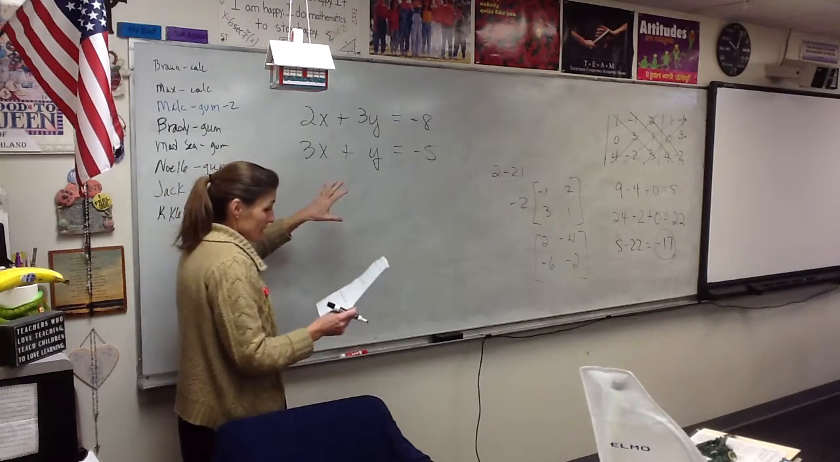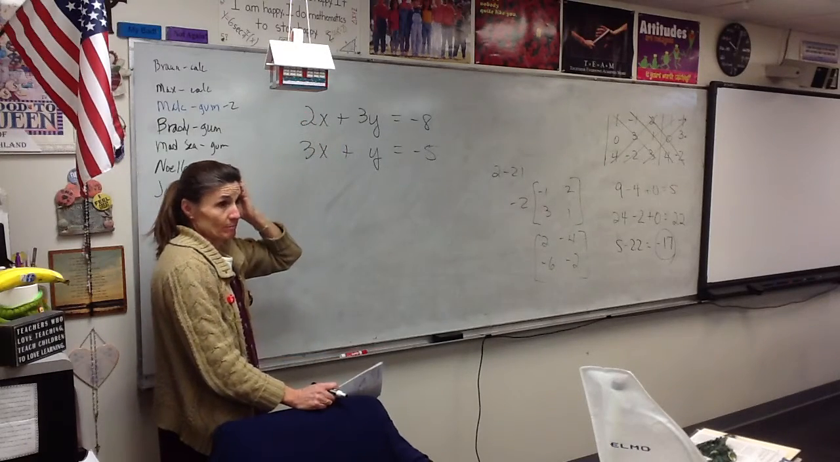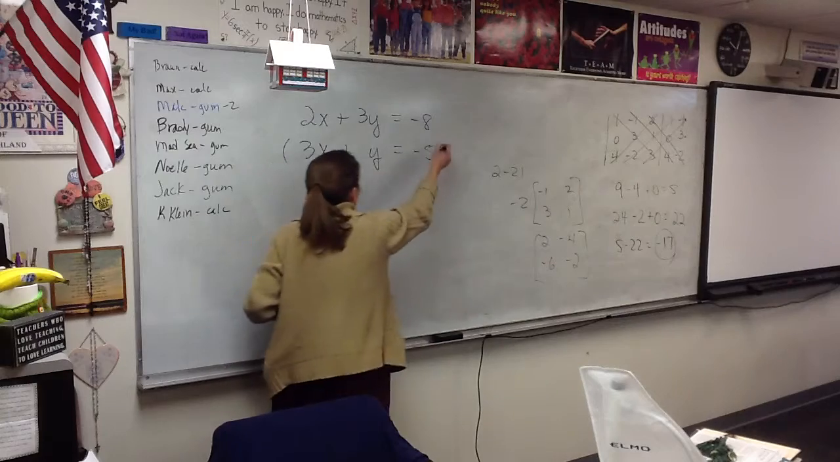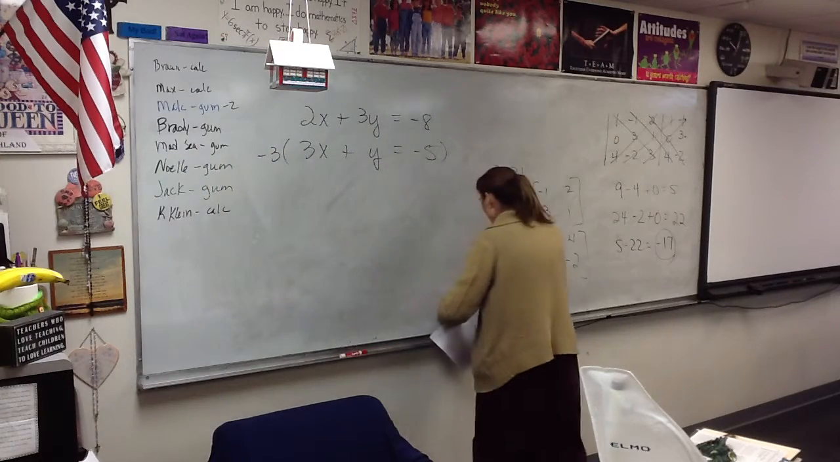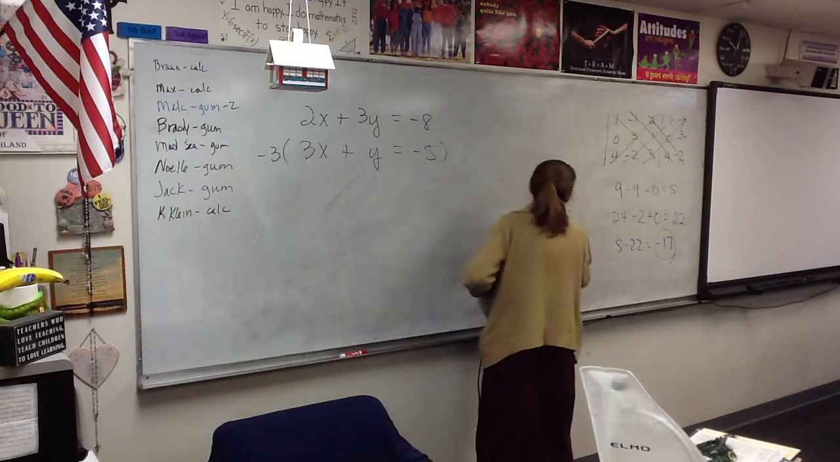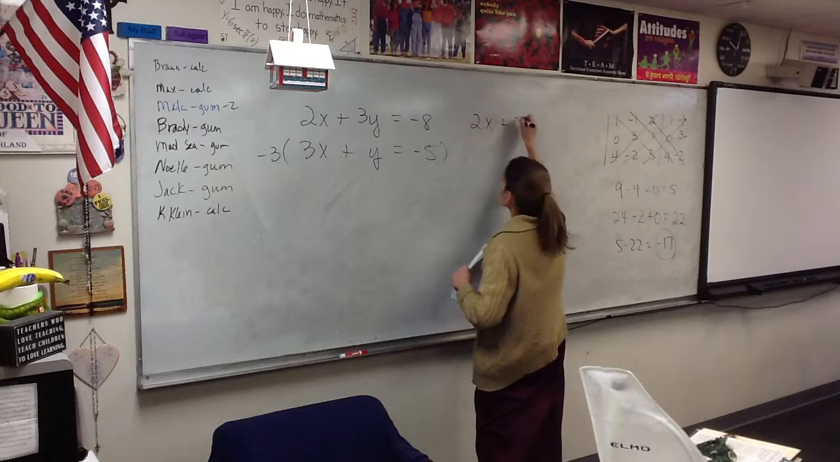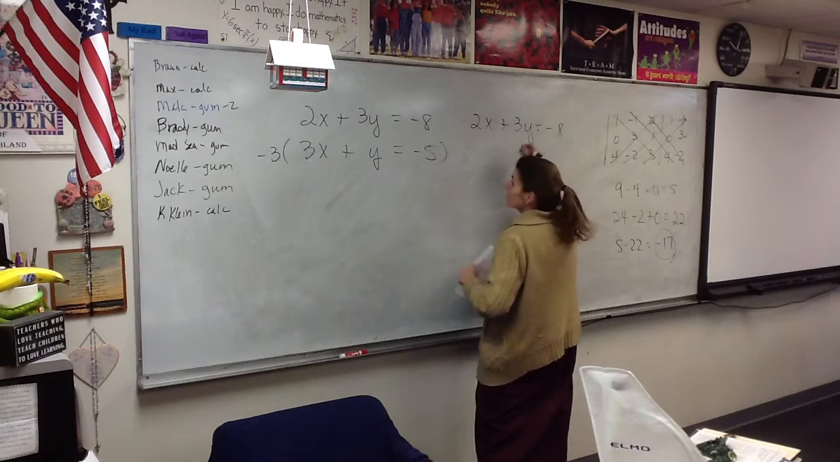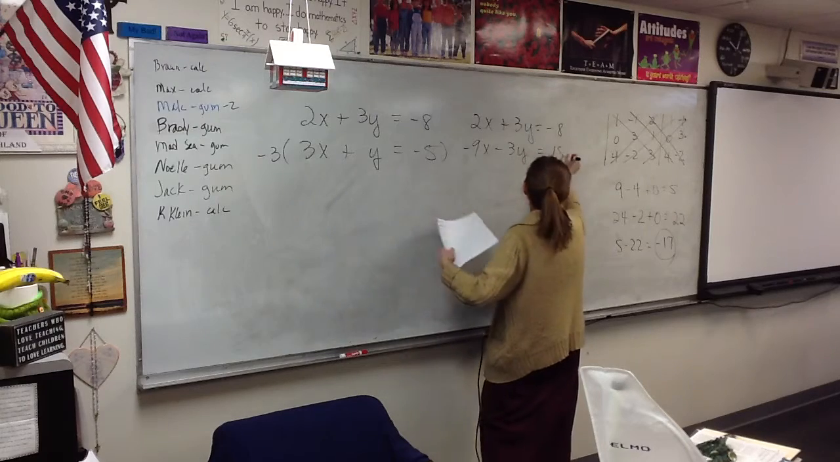Now, what is your thought on making something match here? If we multiply the bottom row by negative 3, would that make anything cancel out? The whole bottom row by negative 3.